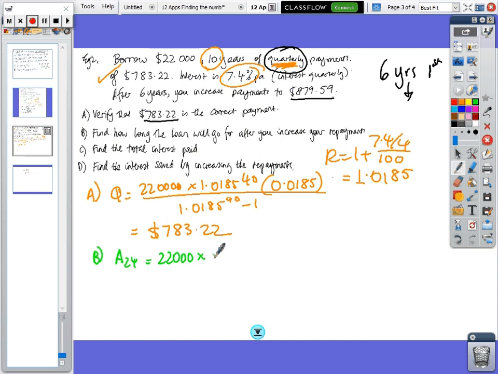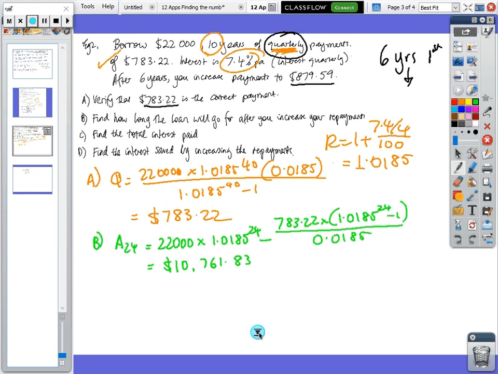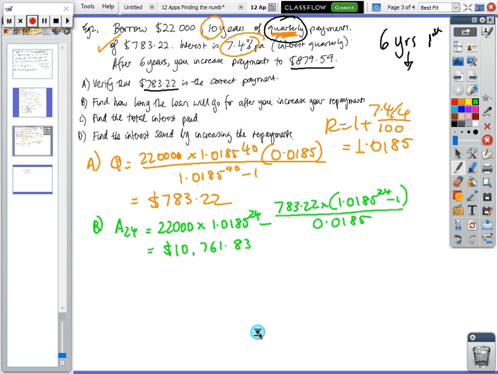22,000 times 1.0185 to the power of 24 payments, minus Q times R to the 24 minus 1, close bracket, divided by 0.0185. So when you do that on your calculator, check it, but I got $10,761.83.